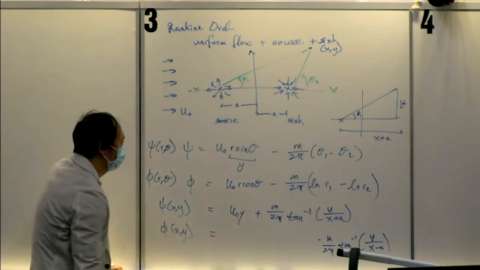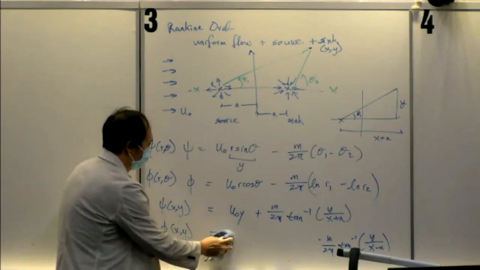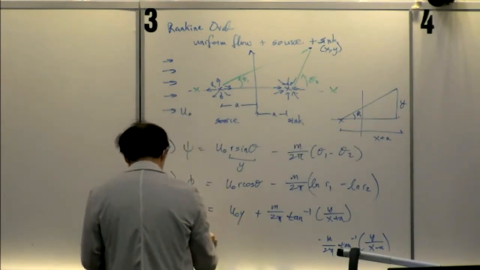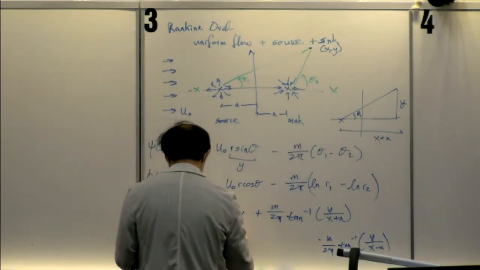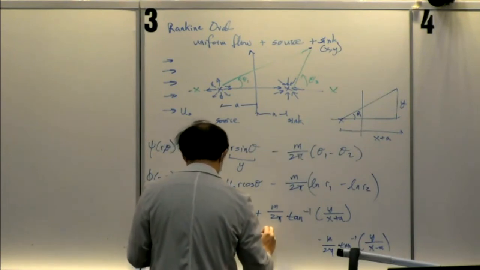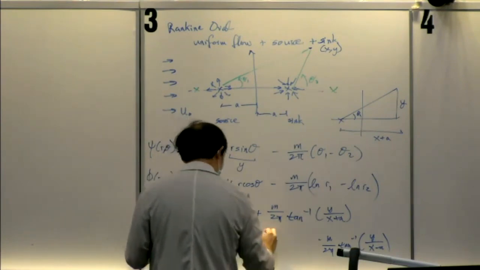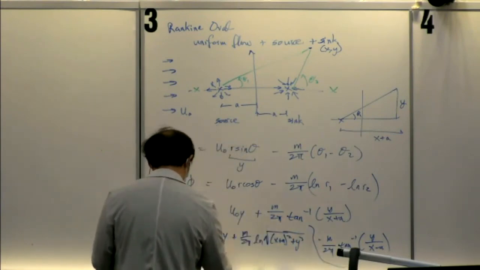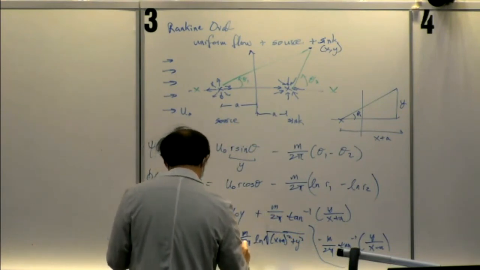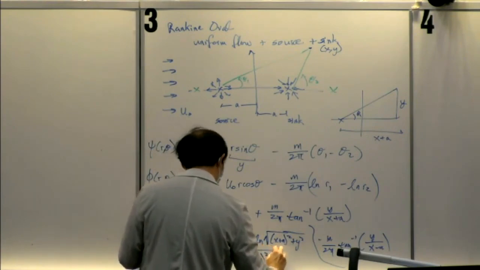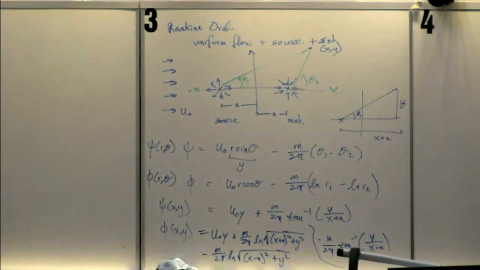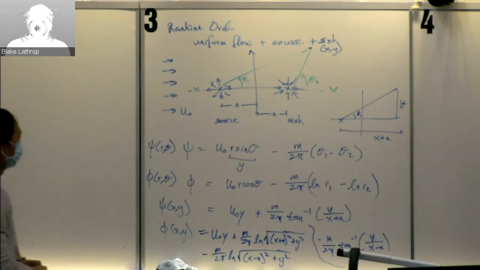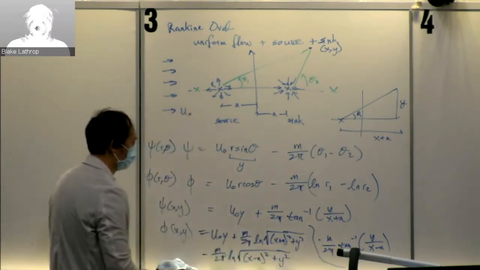Did I get the sign wrong? Should be this minus sign? And this one should be u naught y plus m over 2 pi natural log of, plus a squared y squared, minus m over 2 pi. Just for clarity on the blue gene side, psi in xy is u naught y plus m over 2 pi inverse tangent of y over x plus a, and minus m over 2 pi inverse tangent of y over x minus a.